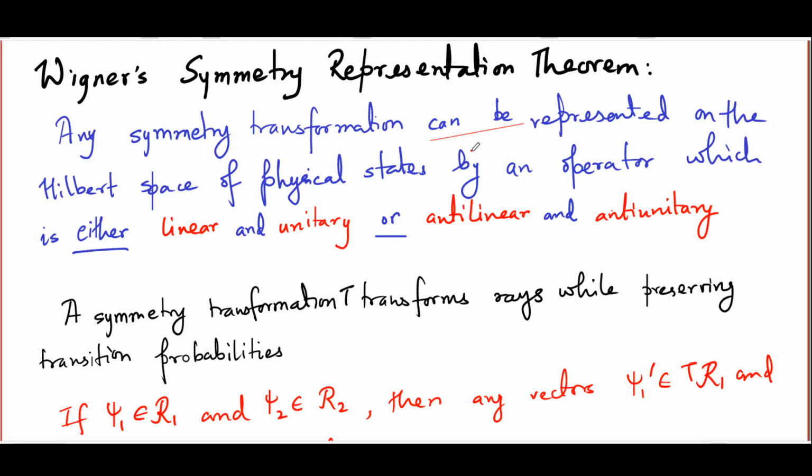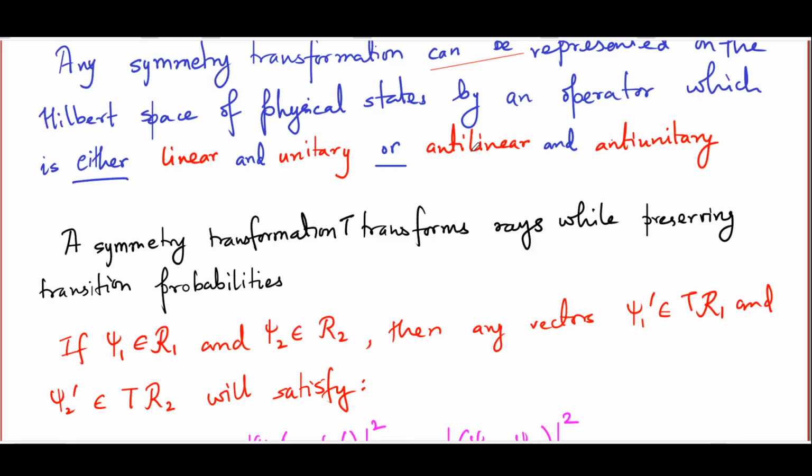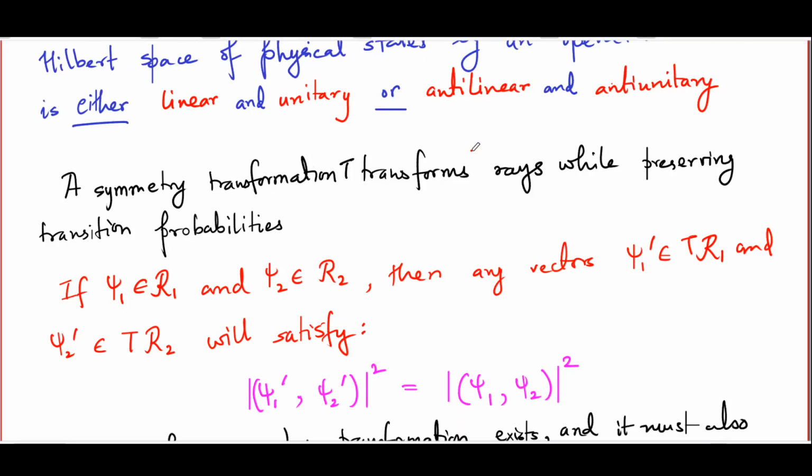Now let me remind you of exactly what a symmetry transformation is for this purpose. As far as we are concerned, a symmetry transformation T transforms physical states. That means at a quantum mechanical level, they act on rays and not really on vectors. And when they act on rays, their effect is to preserve the transition probabilities. In other words, if the vector psi1 belongs to a ray R1 and the vector psi2 belongs to a ray R2, then any vector psi1 prime which belongs to TR1 and psi2 prime which belongs to TR2 must satisfy the following. The transition probability between psi1 and psi2, which is the inner product of psi1 and psi2 modulus squared, must equal the transition probability between psi1 prime and psi2 prime. That is, mod square of (psi1 prime, psi2 prime) has to be equal to mod square of (psi1, psi2).